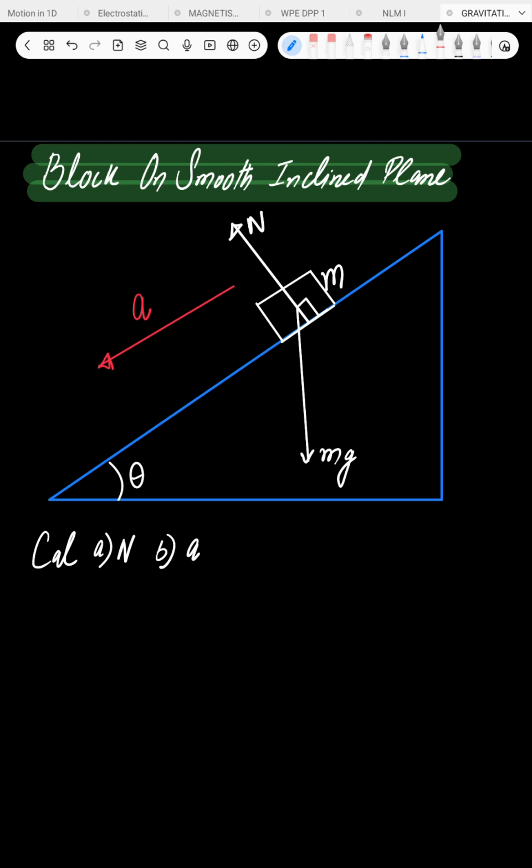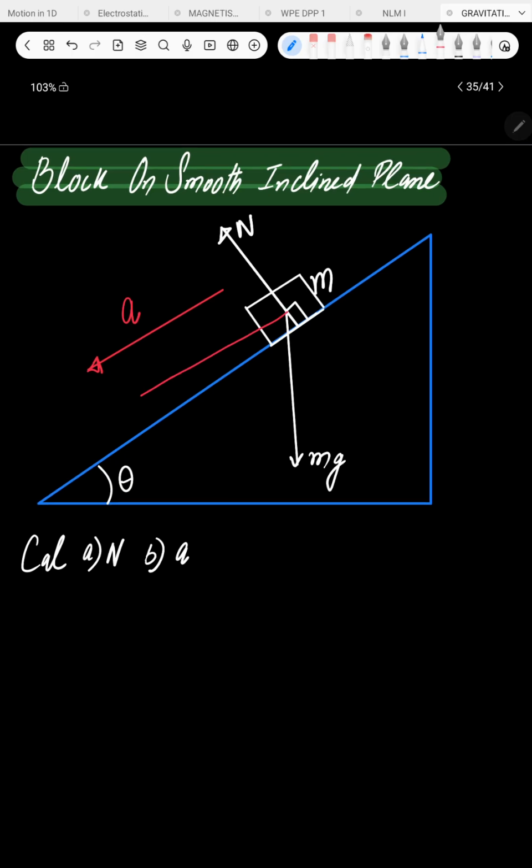So next I will resolve this mg into rectangular components. It will have two rectangular components. One component will be along this direction, down the inclined plane, and another component will be along this direction. If this angle is theta, then this angle will also be equal to theta.